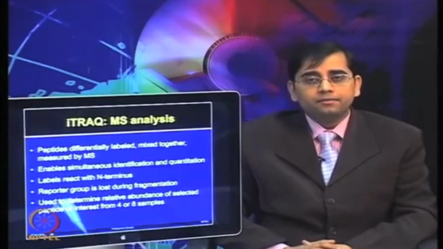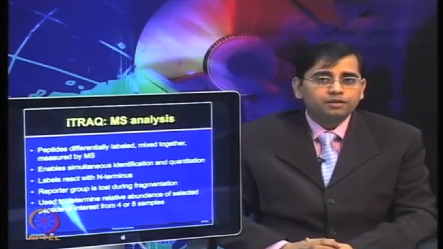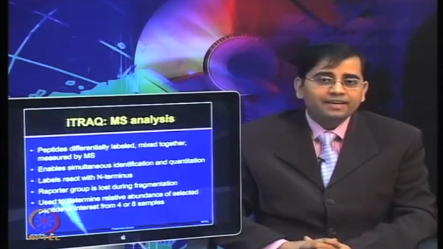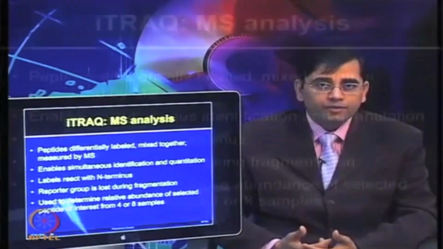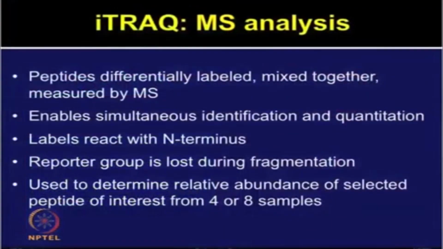Once the sample preparation is done, then mass spectrometry analysis can be started. The peptides which are differentially labeled can be mixed together and measured by the mass spectrometer. This method enables simultaneous identification and protein quantification. The labels react with the N terminus and the reporter group is lost during fragmentation. So, this method can be used to determine the relative abundance of selected peptides of interest from 4 or 8 samples. Therefore, high multiplexing can be obtained by using the iTRAQ method.